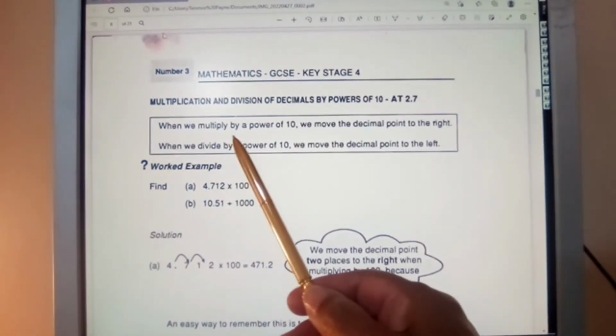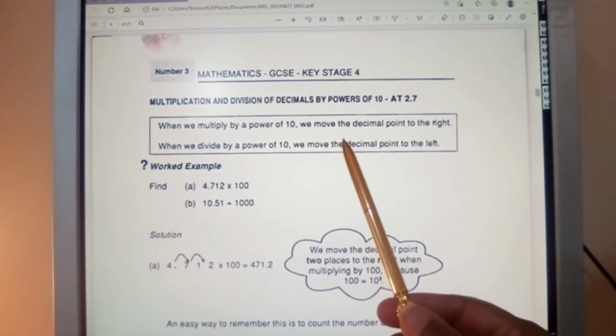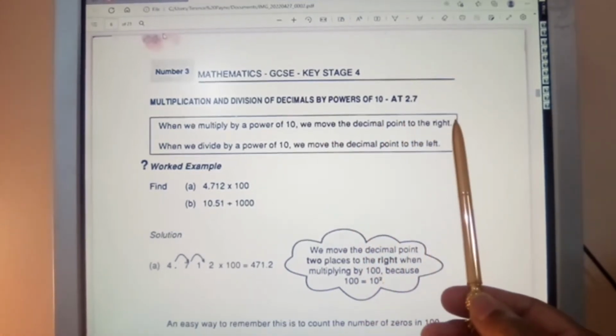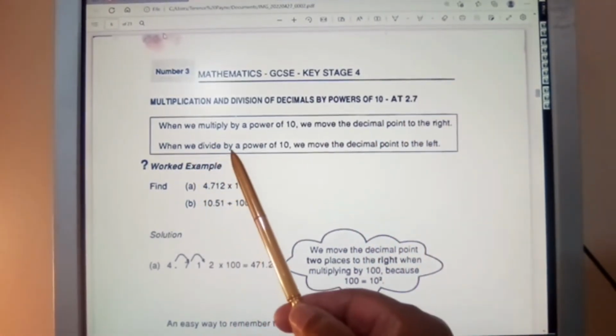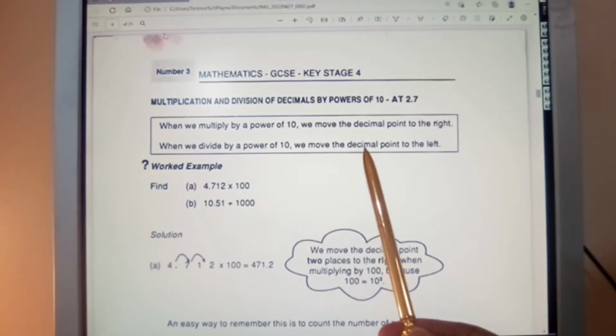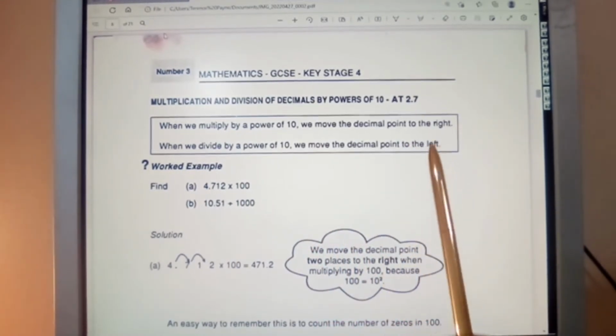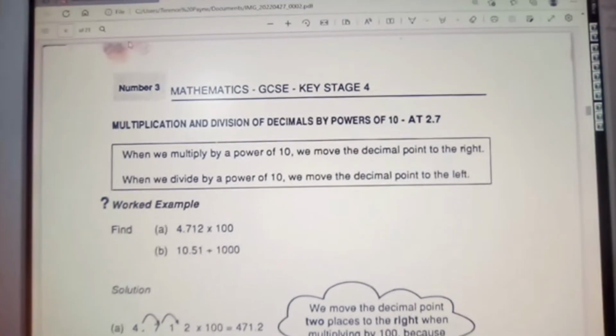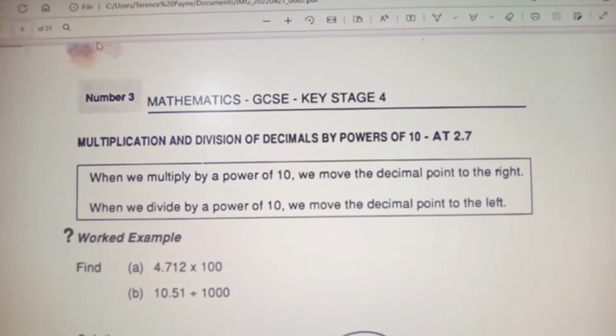Now when we multiply by a power of 10, we move the decimal point to the right, okay? When we divide by a power of 10, we move the decimal point to the left. Let's move in and make sure we can see that clearly without doubt, okay?